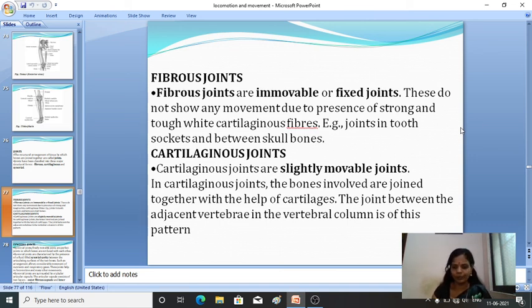Fine. Second one is a cartilaginous joint. So cartilaginous joints are slightly movable joints. Okay. These joints are joined together with the help of cartilage, and they are found between the adjacent vertebrae in the vertebral column.